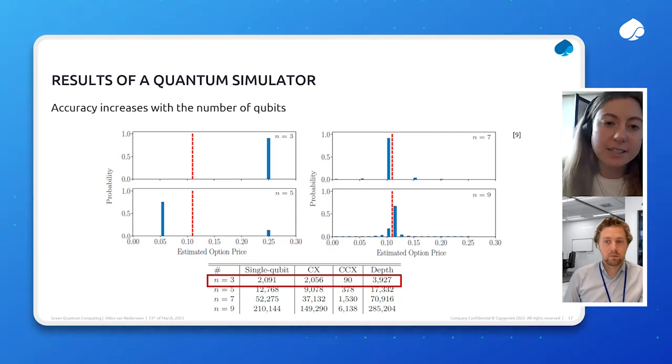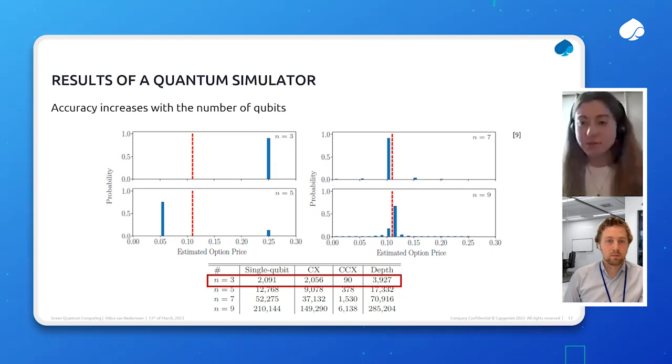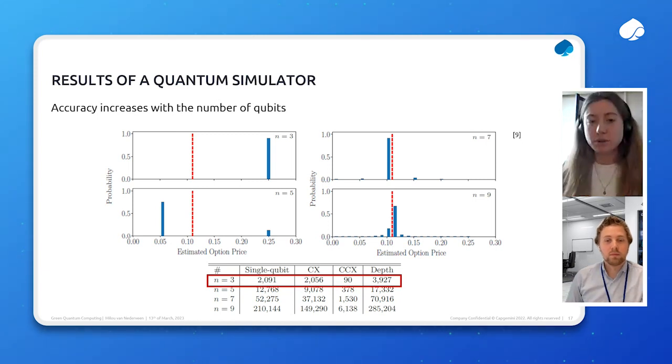And then what we can see is that increasing the amount of qubits leads to a more and more accurate result. However, increasing the amount of qubits also comes with higher hardware requirements. So for the first time this was actually performed on a quantum computer, this was only done for the n equals 3 case, so with only 3 qubits.